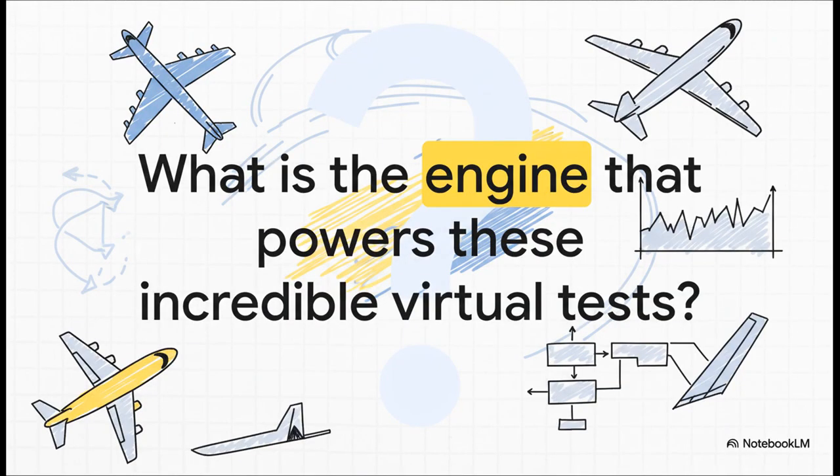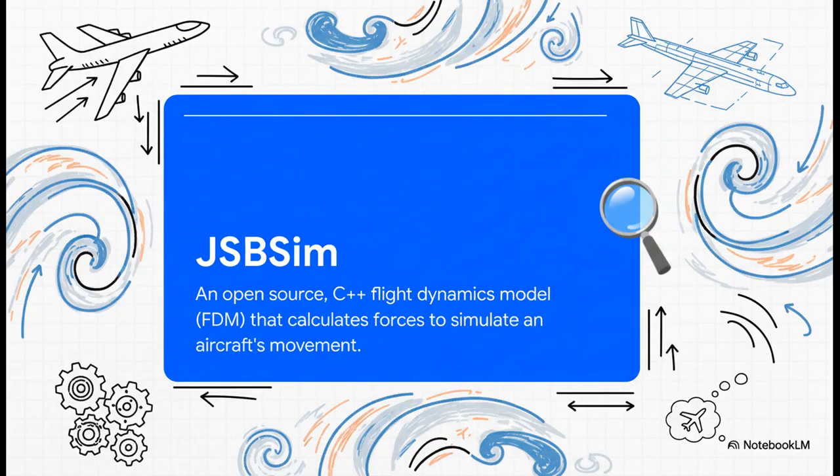How do you create a simulation that's so realistic you can bet a multi-million-dollar prototype on it? What's the secret engine running under the hood of these incredibly advanced virtual flight tests? Well, the answer is a piece of software called JSBSim. At its core, it's a flight dynamics model, or an FDM.